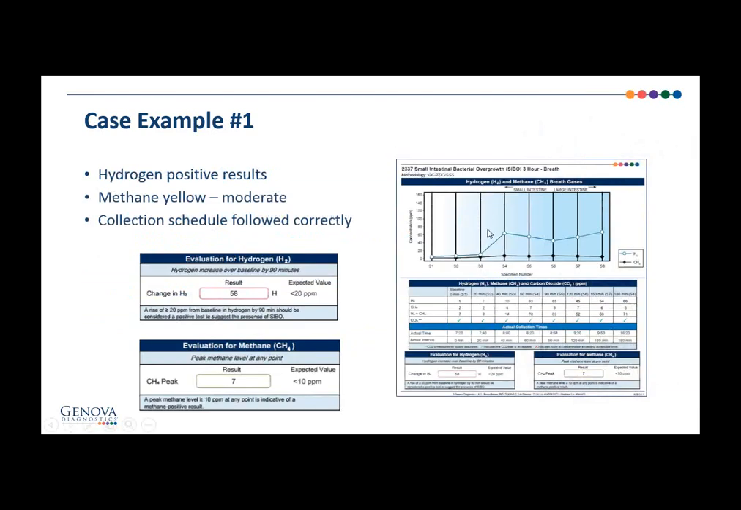And so we see that she's positive for hydrogen and then has a moderate finding here for the evaluation for methane. The first thing that I do is I look at the actual collection times. We want to make sure she followed the schedule. The actual collection times, perhaps it's a little bit smaller on your screen here, the picture of the test report, are in the middle of the page here.